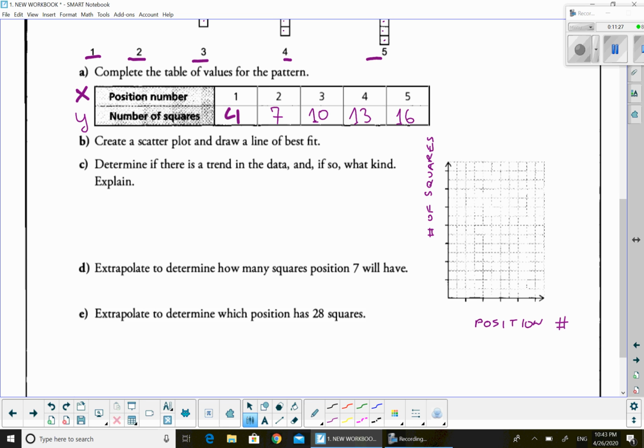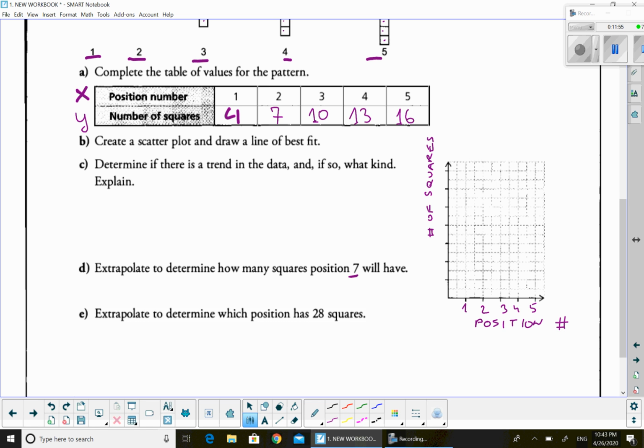There we go. We need to make a scale. Position number, super easy, but okay, well, not so easy. Here it says extrapolate to determine how many squares position 7 will have. So that's a later question, but what I was going to do, I was going to say, okay, well, this is going to be 1, 2, 3, 4, 5. That's great for me graphing all this data in the table, but I'm going to have to estimate, and I'm not going to have enough information here.